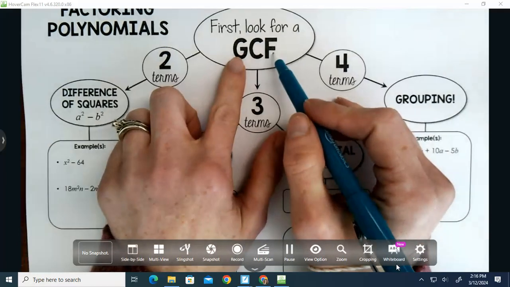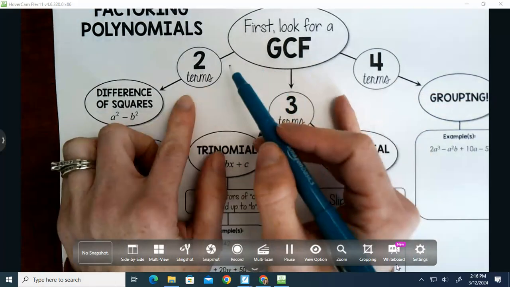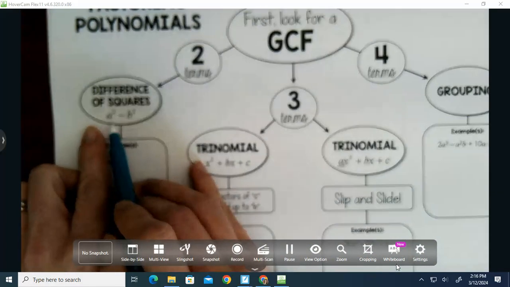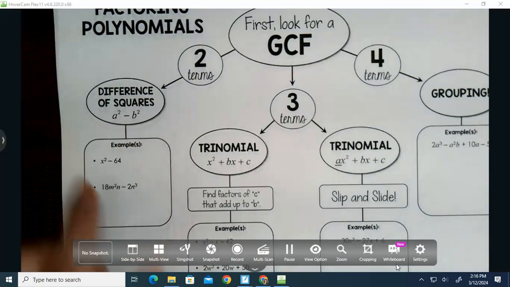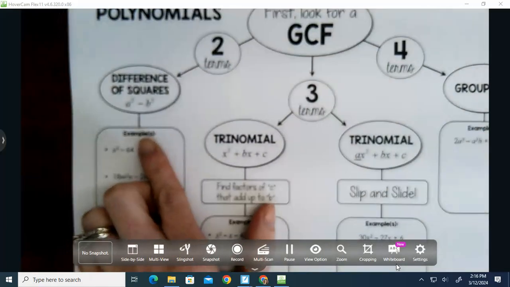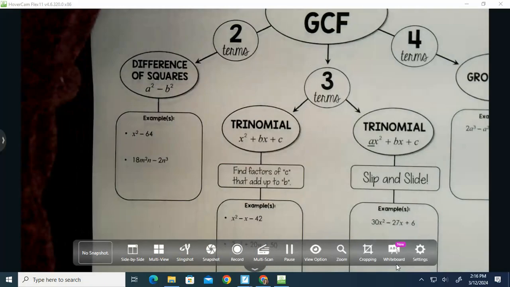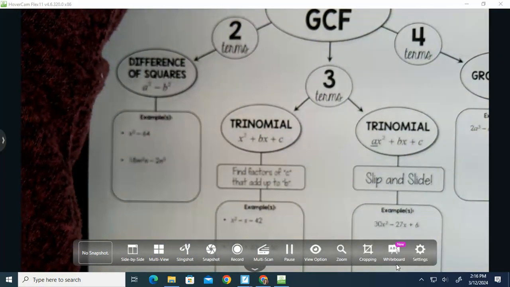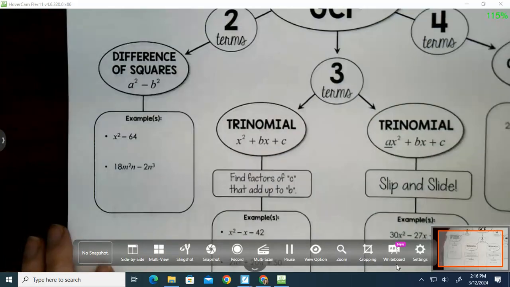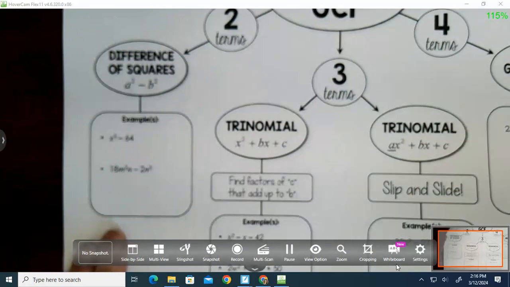So we look for GCF. And then, if it's two terms, we check to see if we can do a difference of squares. So remember, difference of squares, two perfect squares with the subtraction in between. If you can't factor anything at all, what do we say? Prime. So anything that cannot be factored is called prime.